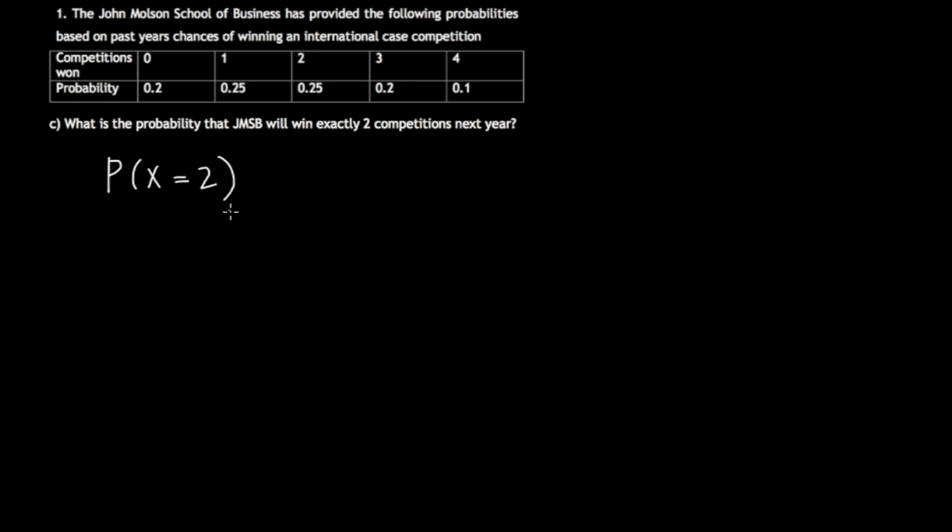Okay? So it's not at least 2, it's not greater or less or anything like that. We want it to be exactly 2. So that's equal to 2. So the probability of this is 0.25, which we have right here, okay, which is equal to 25%. It's the same thing. That's fine, okay?